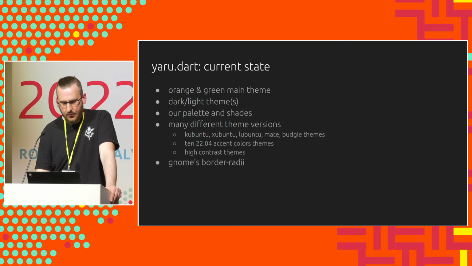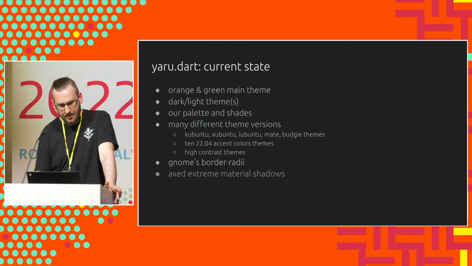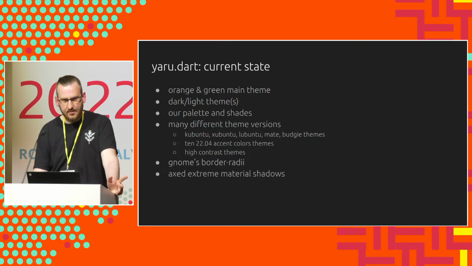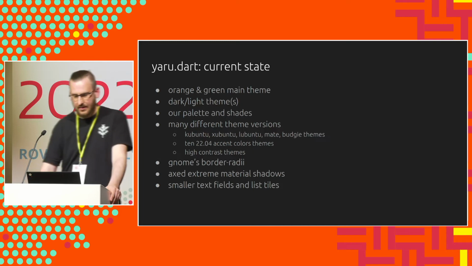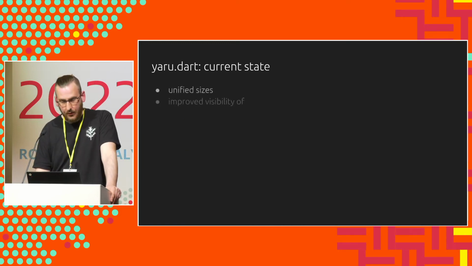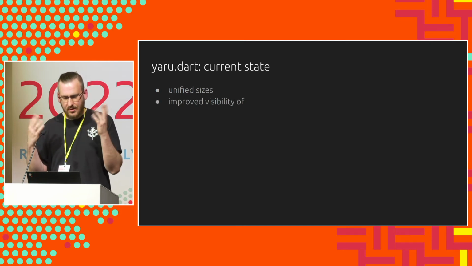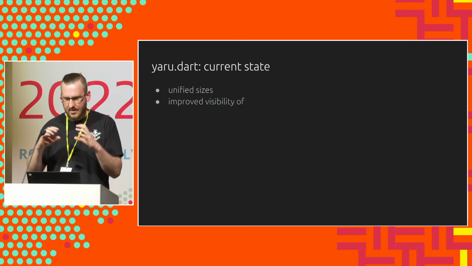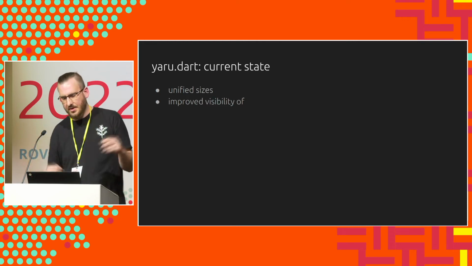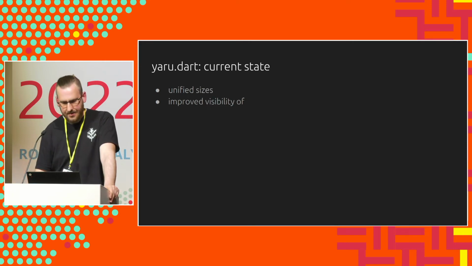And also we try to take up the border radii of the buttons, which we did. And we axed the extreme material shadows, which I've talked about. We got smaller text fields and the styles. We unified all the sizes, so I don't know, maybe some material stuff eventually is perfectly sized on a smartphone, but if you transport it on the desktop, some stuff is a little bit bigger, some stuff is a little bit smaller, so we unified this, so everything is equally sized.